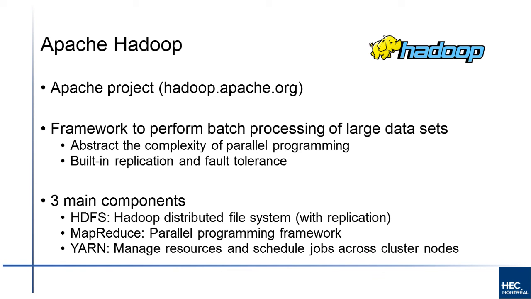The last component is called Yarn, and it's essentially a component that manages how jobs are scheduled and negotiated among the resources within the cluster. So you have an orchestrator, you have something that treats the data, and you have something that stores the data.